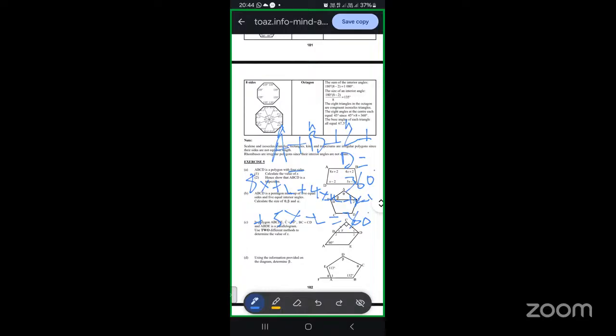Then you solve this equation by collecting like terms. You leave all the x terms on the left-hand side. You transpose all the constants to the right-hand side until you solve for the value of x. Then you will be done just like that.